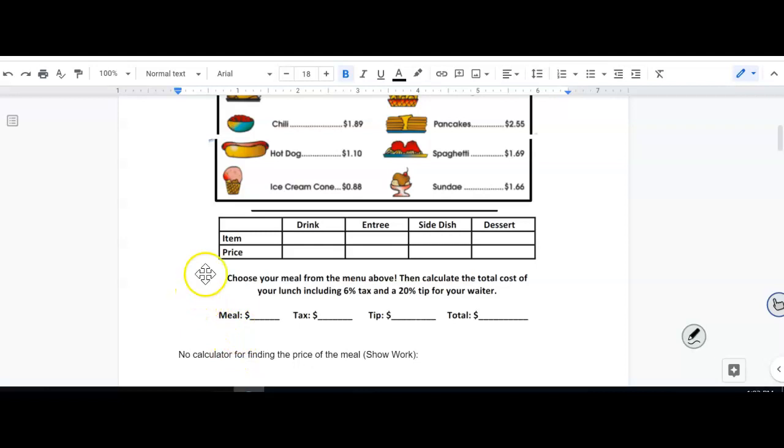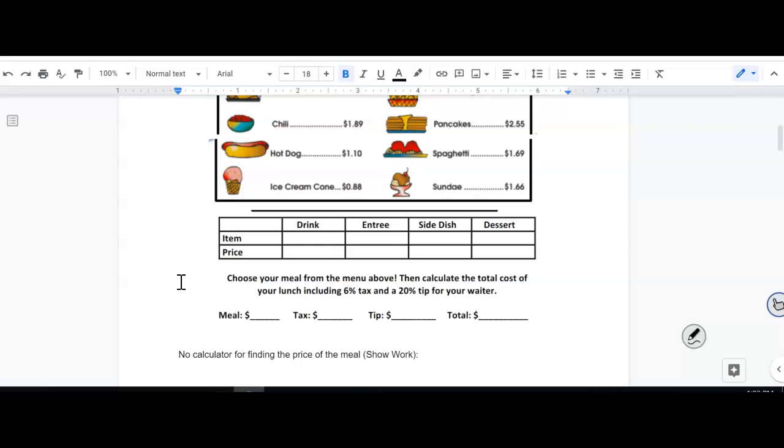You need to solve for the total price of the meal before the tax and tip without a calculator. The reason is, in 6th grade, you need to be able to solve multiplying, dividing, adding, and subtracting problems with decimals without a calculator. So you cannot use a calculator for that part. When you get to the tax and the tip part, you can absolutely use a calculator.